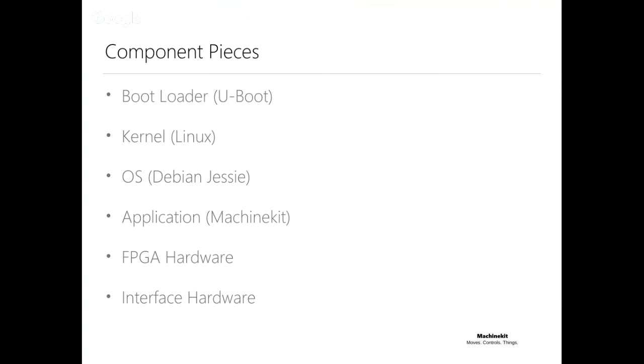You also then run your particular application here. That would be Machinekit. And then there's also the hardware, sort of the soft hardware, which is the FPGA bitstream that would get loaded into the FPGA fabric, and the actual interface hardware, which may or may not be on the board that you have.